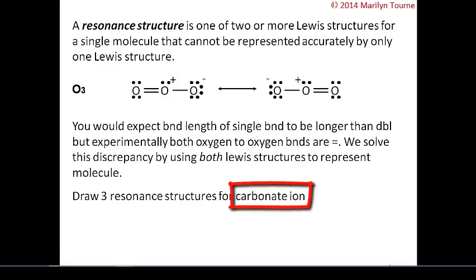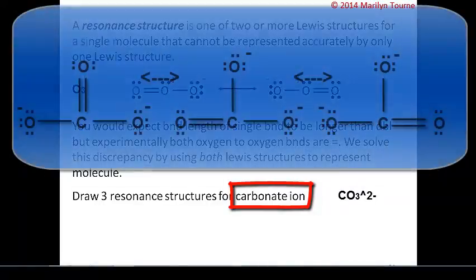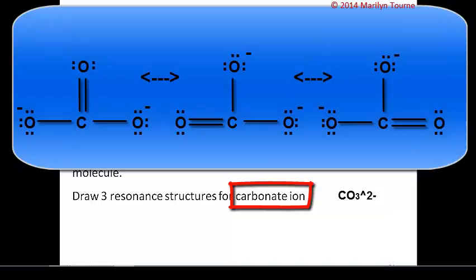Let's try to do this for the carbonate ion. So carbonate is CO3 2-. If I went ahead and did my Lewis structure, I would come up with something like this. You have this carbon in the middle, and then you have your oxygens all around the carbon. You notice that two of the oxygens end up with negative charges. That's where your 2- comes from.